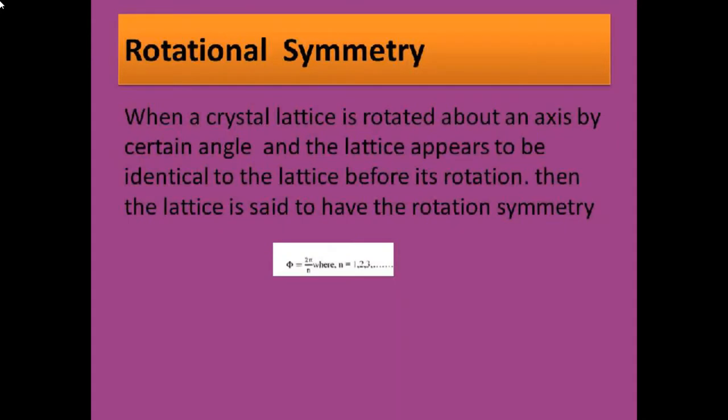Rotational symmetry: when a crystal lattice is rotated about an axis by a certain angle and the lattice appears identical to the lattice before its rotation, it will remain the same. In such a case, the lattice is said to have rotational symmetry. The angle by which we rotate it and it remains the same is given by phi is equal to 2 pi by n, where n can be 1, 2 and 3. The integer n is the multiplicity of the axis of rotation. In all the lattices of a regular polygon cross section, there is rotation symmetry. This is important, you should know.